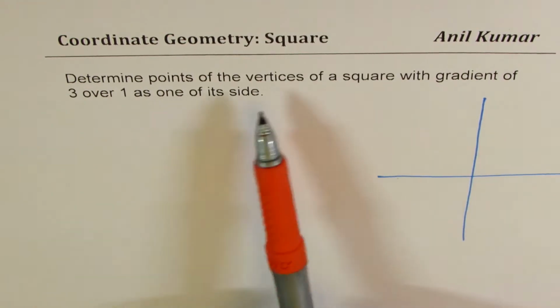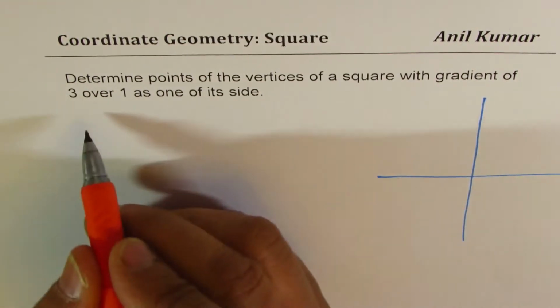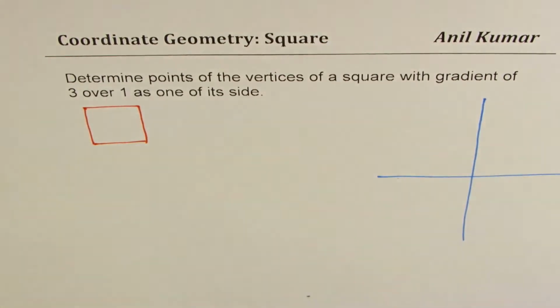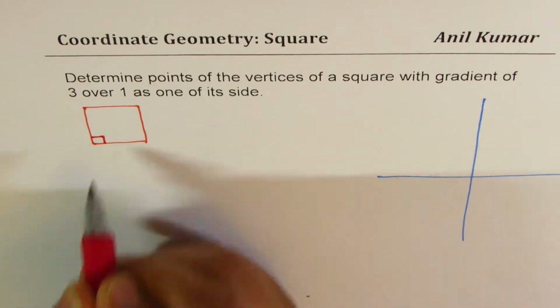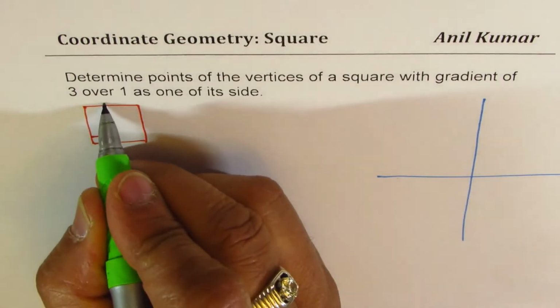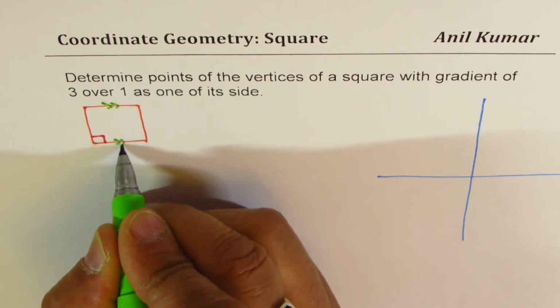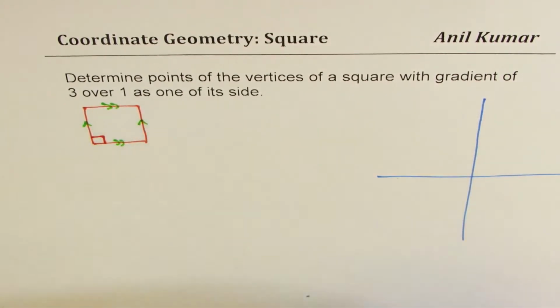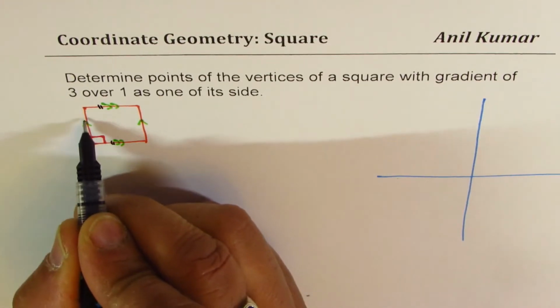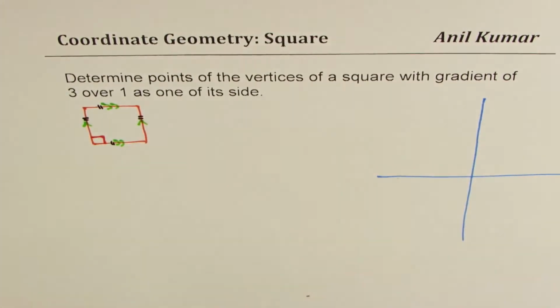We are looking into a square, right? A square is something like this, where the angles are 90 degrees. That means the lines are perpendicular, and you also know that opposite sides are parallel. So that is what we mean by a square, a four-sided figure with all equal sides.